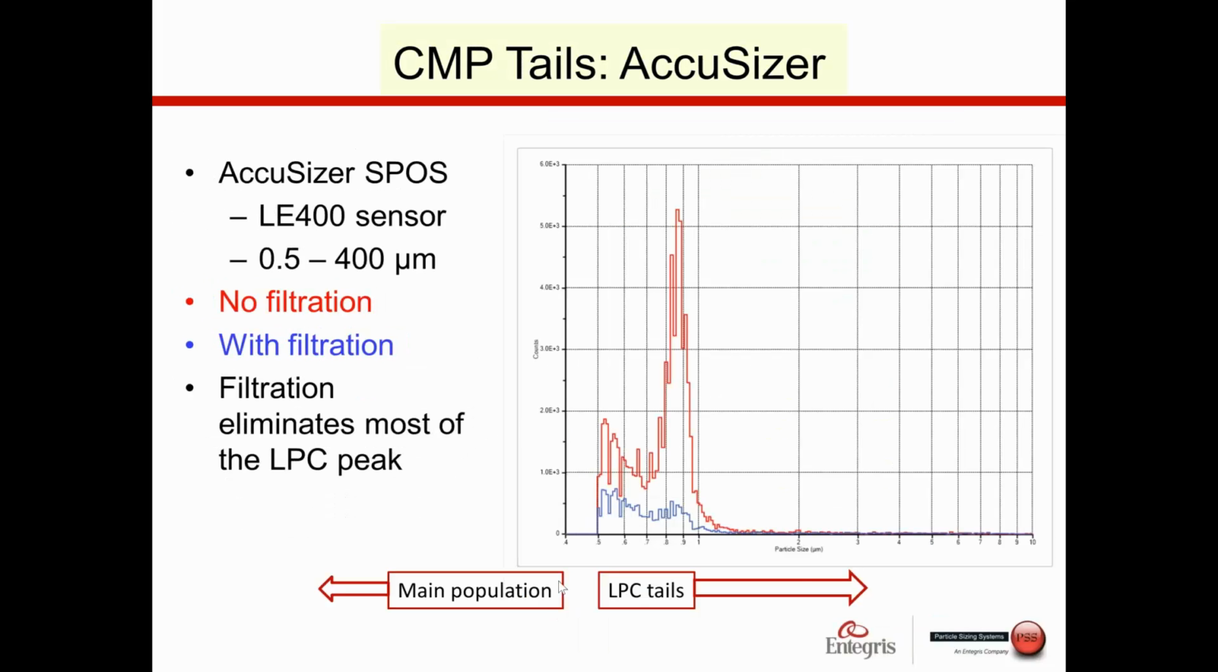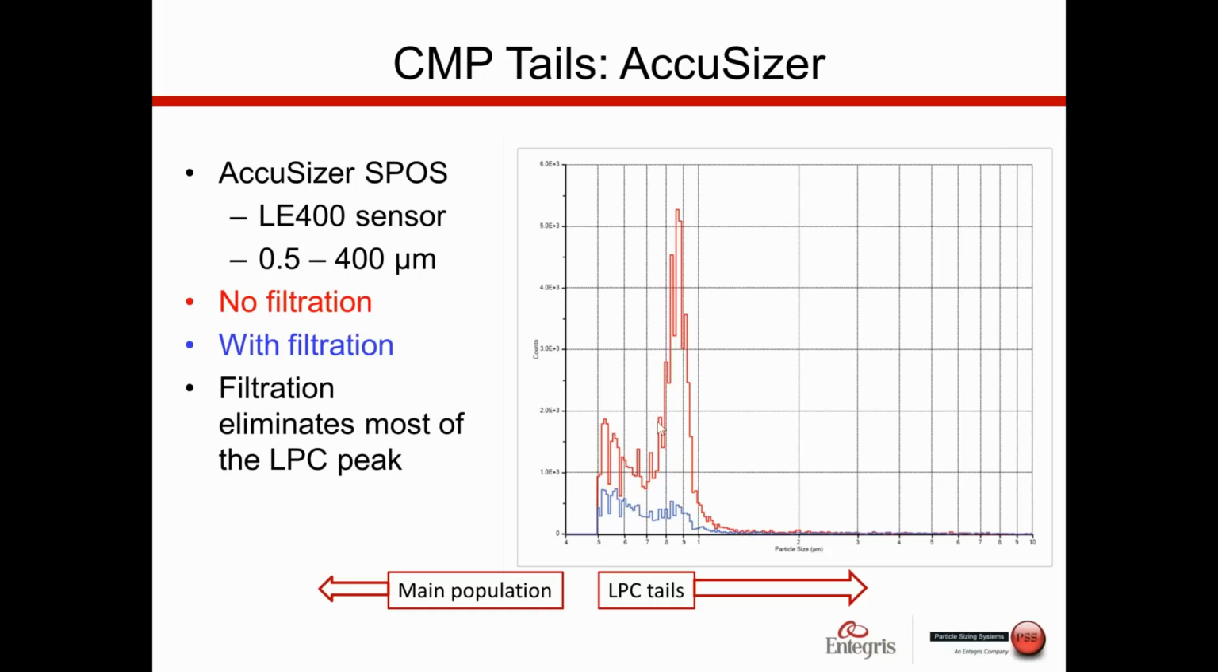So in this slide, now we're looking at the tail. Over here, not visible to this particular sensor of the AccuSizer, is the main population. Remember, that was down at 80 nanometers. Here we're measuring at 0.5 microns and above. This is data from the LE400 sensor, which measures from 0.5 to 400 microns. So here we're looking at the tails of the distributions, which were present in that previous graph, but not able to be detected using that technique. And that is what the AccuSizer really is the best instrument available for, finding these tails and sensitivity to the tails. This is a CMP slurry that was sent to me from the Entegris office in Taiwan.